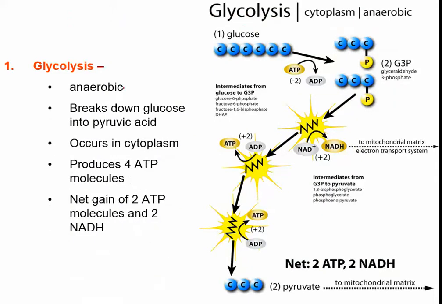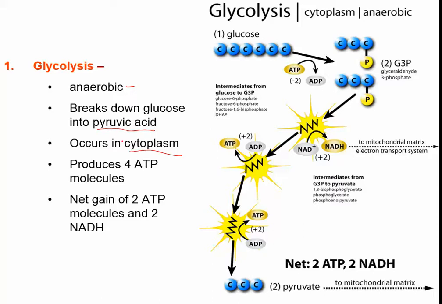So glycolysis is an anaerobic process, meaning that no oxygen is required. It breaks down glucose into pyruvic acid, so there's the molecule there. It happens in the cytoplasm. You get about 4 ATP molecules made and 2 that are used, so that's why I've got here a net gain of 2. And then you also have 2 NADH, those electron carriers.